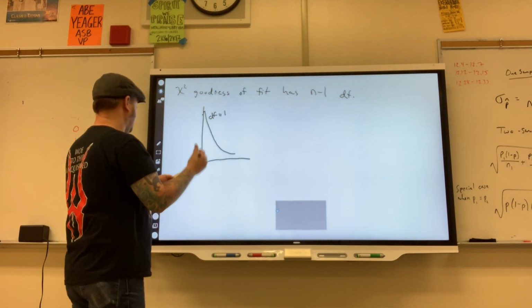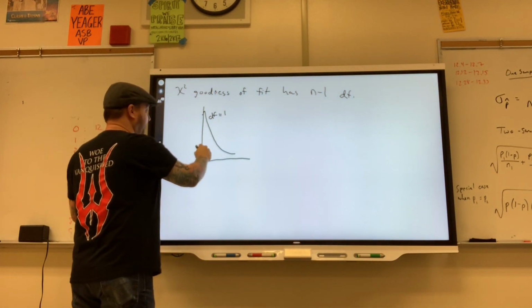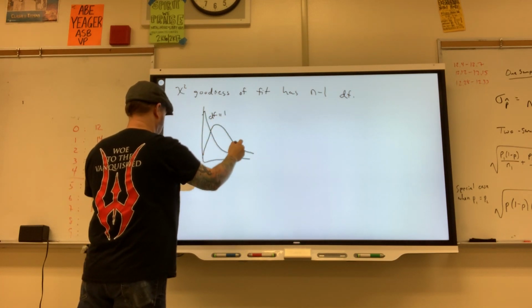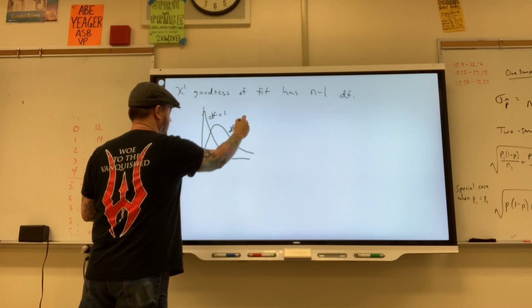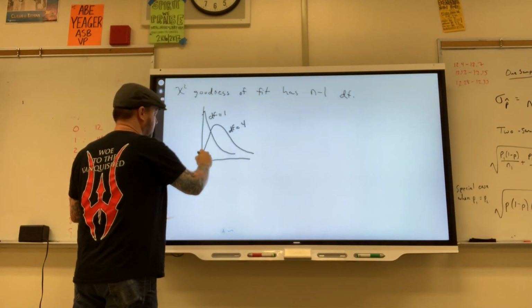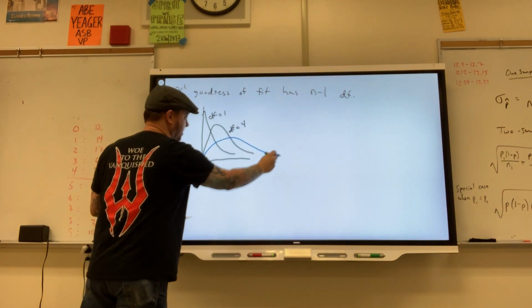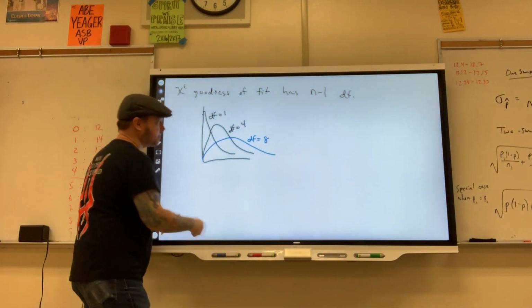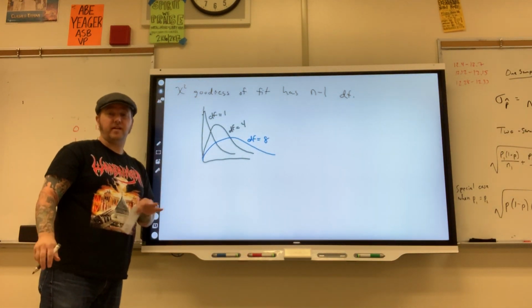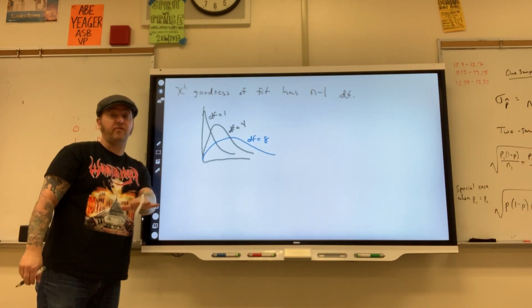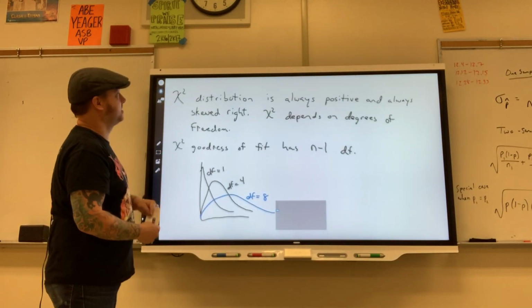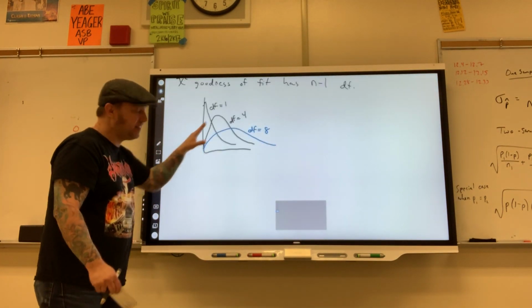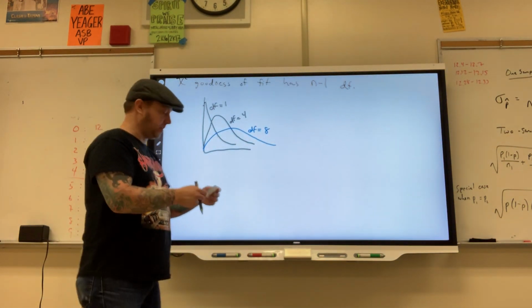There we go. Okay, so with 4 degrees of freedom, with 8. What's it starting to look more like? It's starting to look a little more normal. Now, will it ever look normal? No, because it's always positive and always skewed right. It's never going to quite be normal, but it's going to start looking a little bit more normal the further we go out.